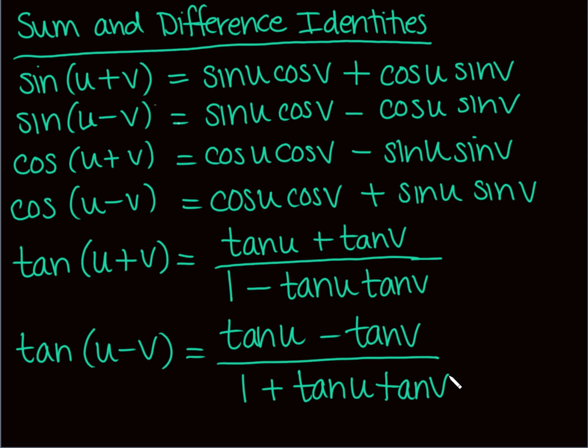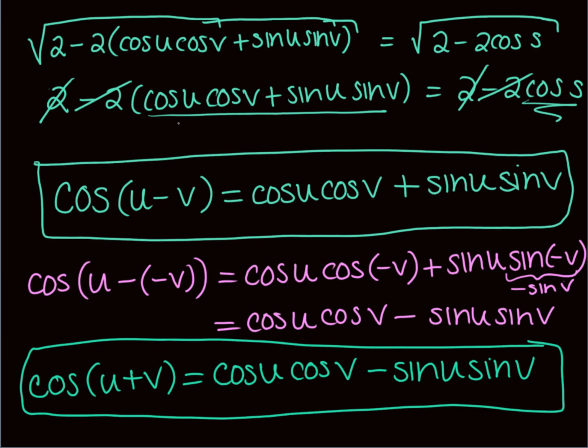Okay, so these are the 6 sum and difference identities. I'll be giving these to you on the test. Let's just do a couple more examples and then we will call it good. I want to do one with tangent because tangent can be a bit weird. So find the exact value.